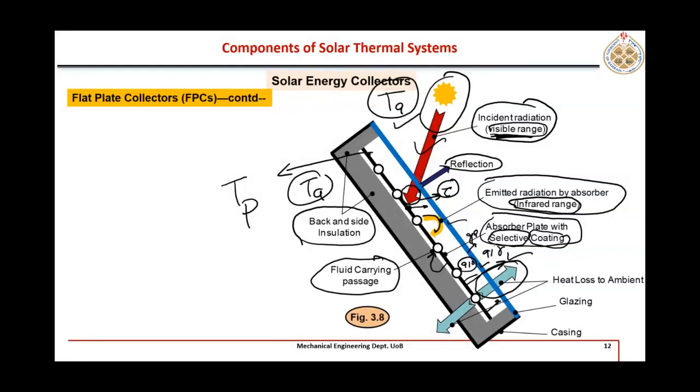Ambient is everywhere. So from the top there will be heat loss, and also there will be a heat loss from the bottom. So we try to minimize this heat loss back to the ambient, and that's why we use glazing from the top side and insulation in the back side.